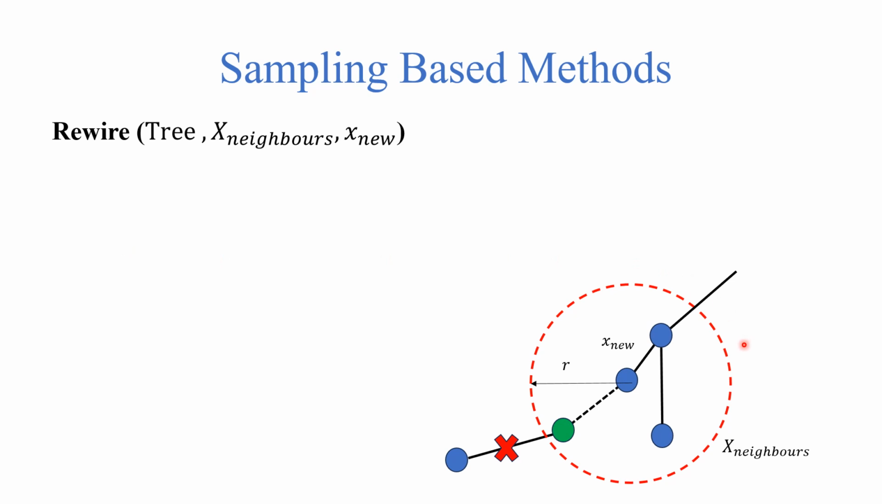Now, the second operation, probably the most important in the RRT star, is the rewiring. So this figure right here shows a simplified view of what's happening. So this again is the X new, which is the node that we just added. These are the neighbors. And right here, we have a node, let it be this. We'll call it X for our purposes.